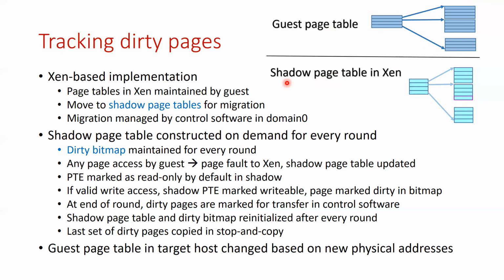Note that the shadow page table in Xen is used only during migration. At the end of migration, you go back to just having one page table because it is simply more efficient instead of maintaining two separate copies like this.